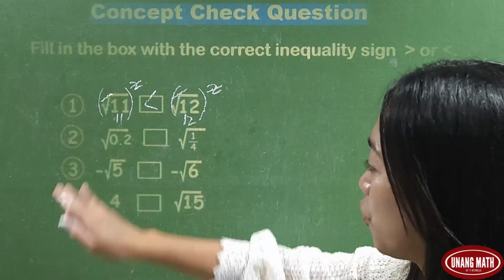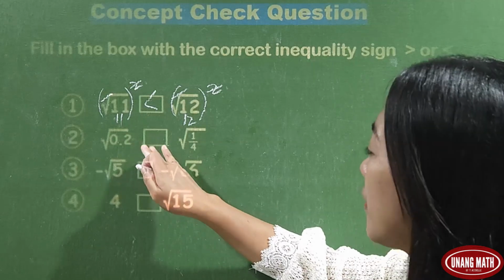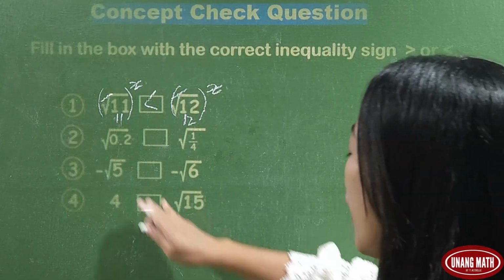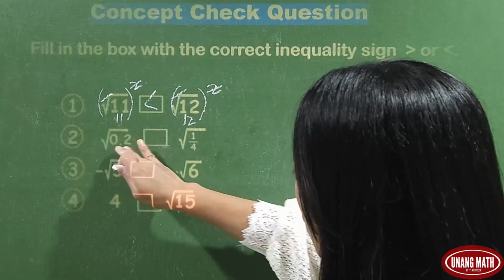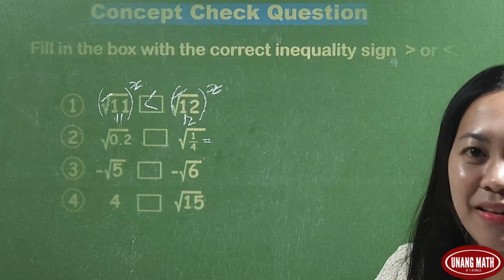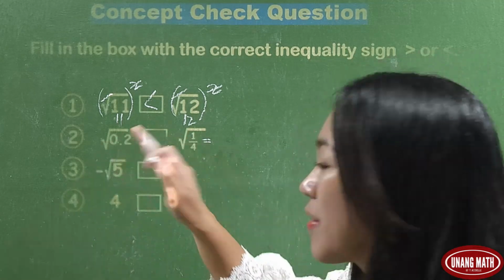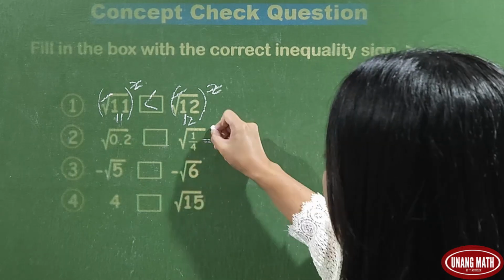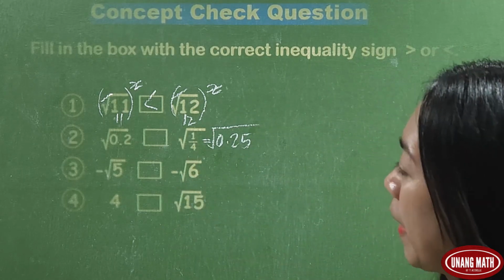Okay, what about number 2? Square root of 0.2 is blank, square root of 1 over 4. Okay, this is a decimal number, 0.2. This is a fraction. We can turn this fraction first into a decimal number so they are the same kind of number. And 1 over 4 is 0.25. So this is square root of 0.25.